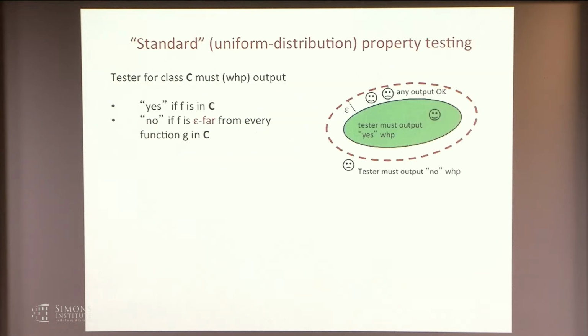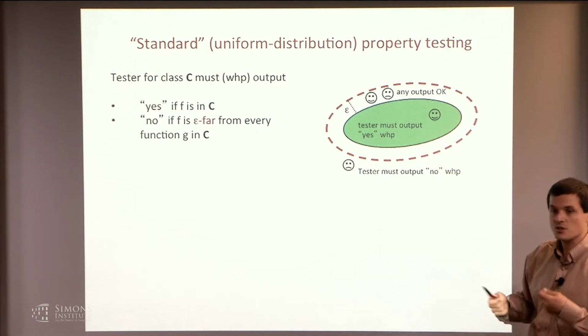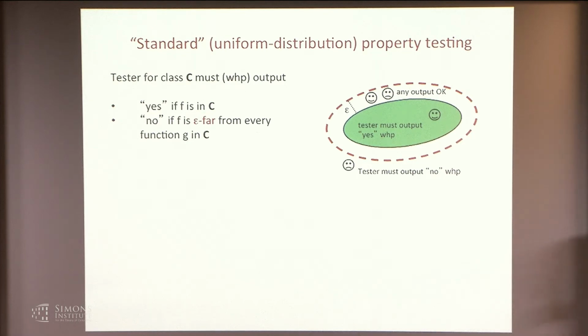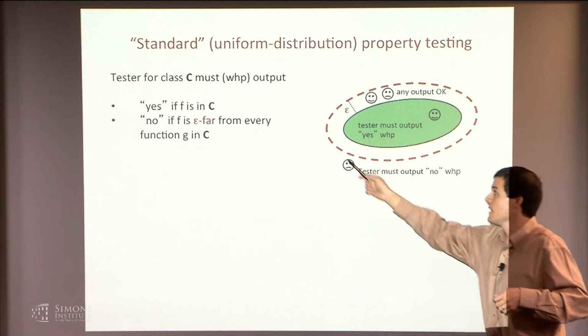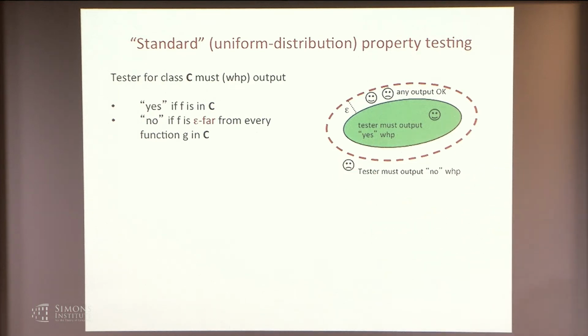Okay, so to make this a little bit more precise, I'll start by talking about the standard property testing model, which is kind of a uniform distribution model, and go from there to the model we really care about, this distribution-free model. So in the uniform distribution setting, what is a testing algorithm supposed to do in order to succeed? Well, if the function is inside the green oval, meaning that it's a function in the class, it should output yes with high probability. And if the function is far from every function in the class, outside the outer red oval, then it should output no with high probability.